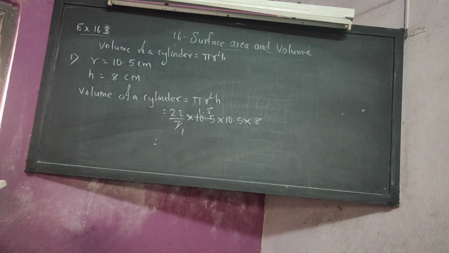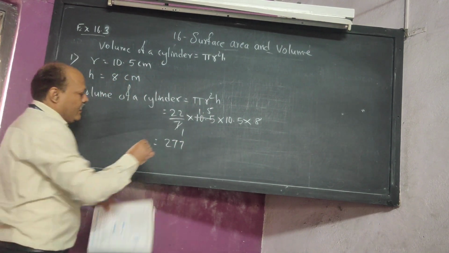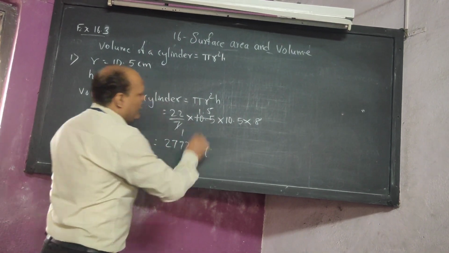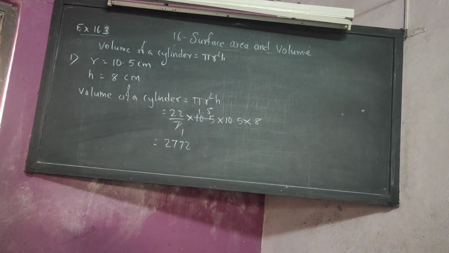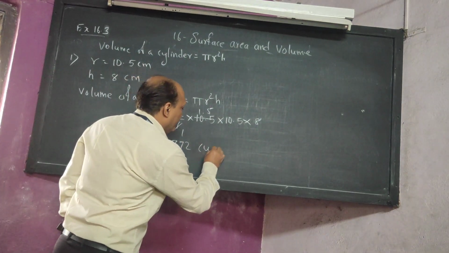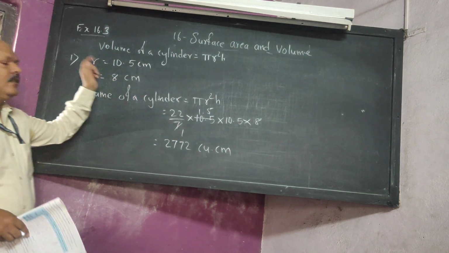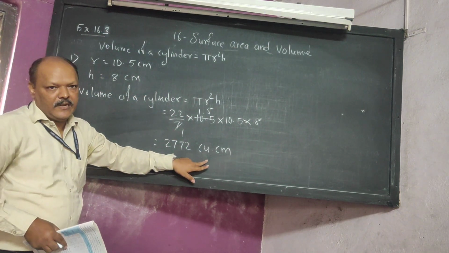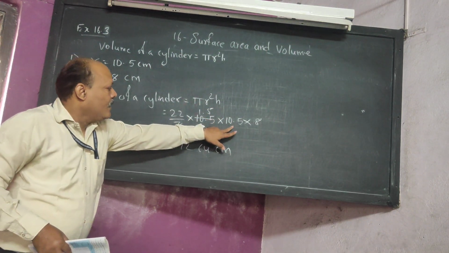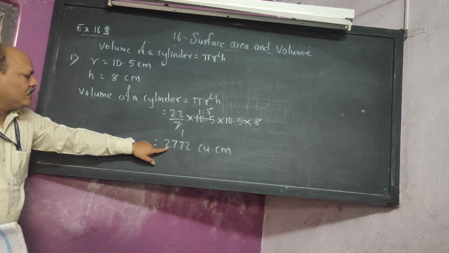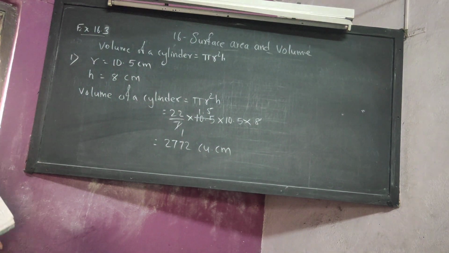You will get the answer 2772, not square, because the volume has come, it is cubic centimeter. What will the volume unit be? Cubic centimeter. When the word volume comes, the unit will be cubic. When the word area comes, the unit will be square centimeter. Is it clear to everyone? Multiply 22 into 1.5 into 10.5 into 8, and you are going to get the answer 2772 cubic centimeter. I hope all of you understood the first one.